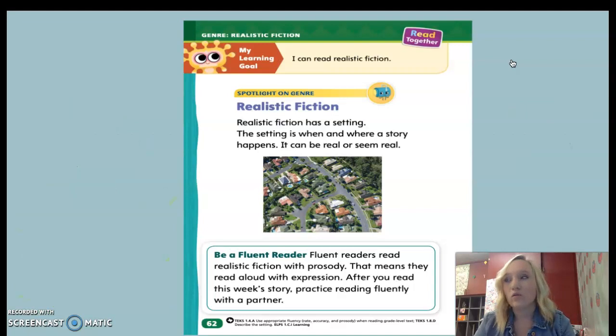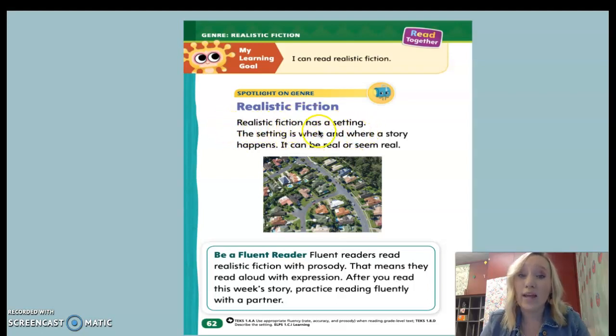The type of story that we're going to read this week is realistic fiction. Realistic fiction are stories that are made up, but they can happen in real life. The word realistic means that it's something that could happen in real life, and fiction means that it's made up. Realistic fiction is a made up story, but it could happen in real life. Okay? So here it says realistic fiction has a setting.